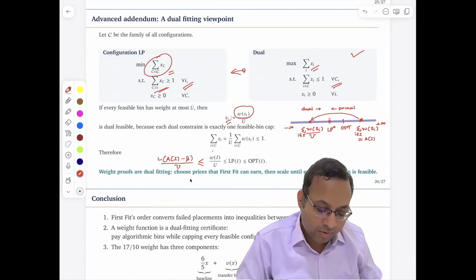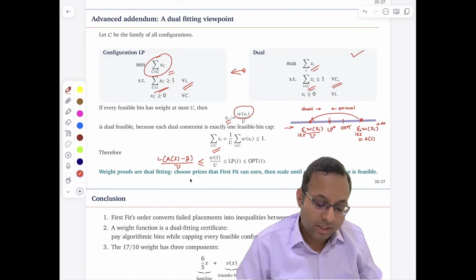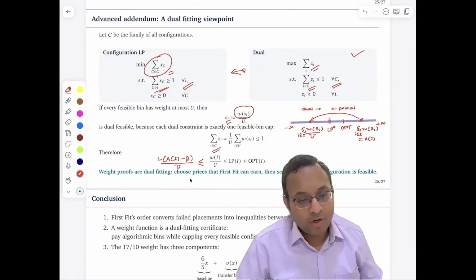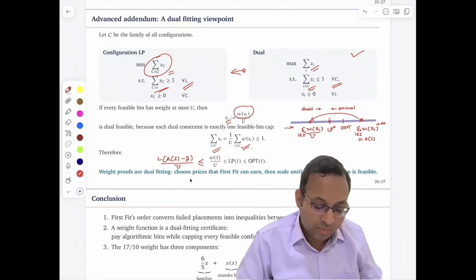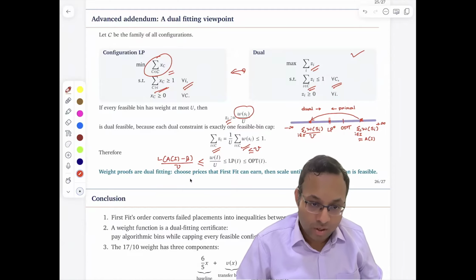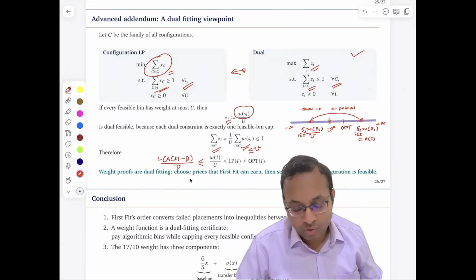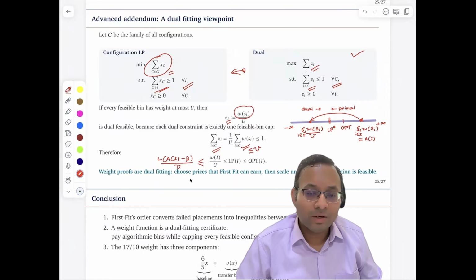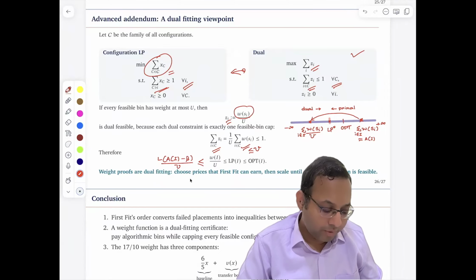Why? If I look at the sum of Zi here, that is exactly equal to 1 by U times the sum of WSI. But from the property of the weight function, we showed this is at most U, so the total sum is less than or equal to 1. So it's a dual feasible solution, and that's already sufficient. Why? If I look at the sum of WSI, the total weights, intuitively what we showed is that it's roughly like the number of bins produced by the algorithm, except some constant number of bins. So that's an upper bound on opt.